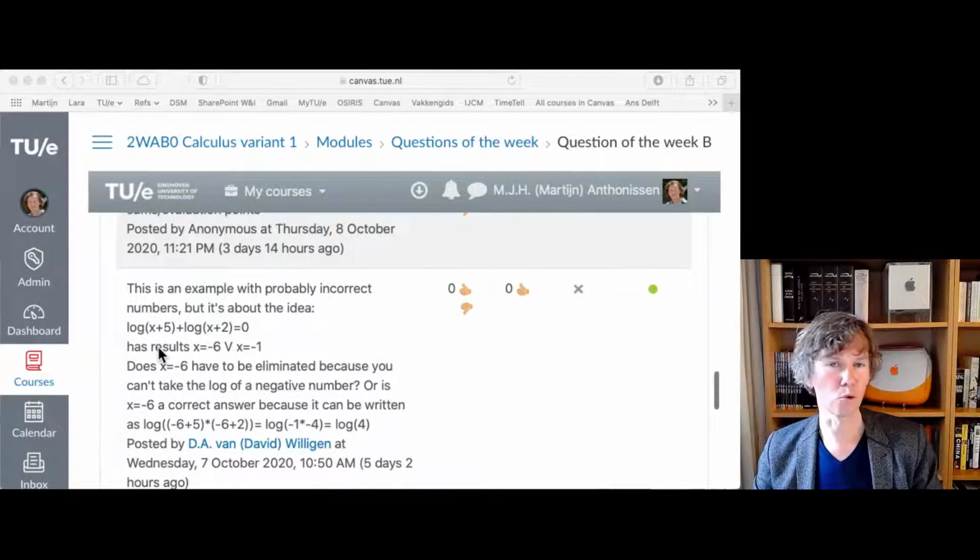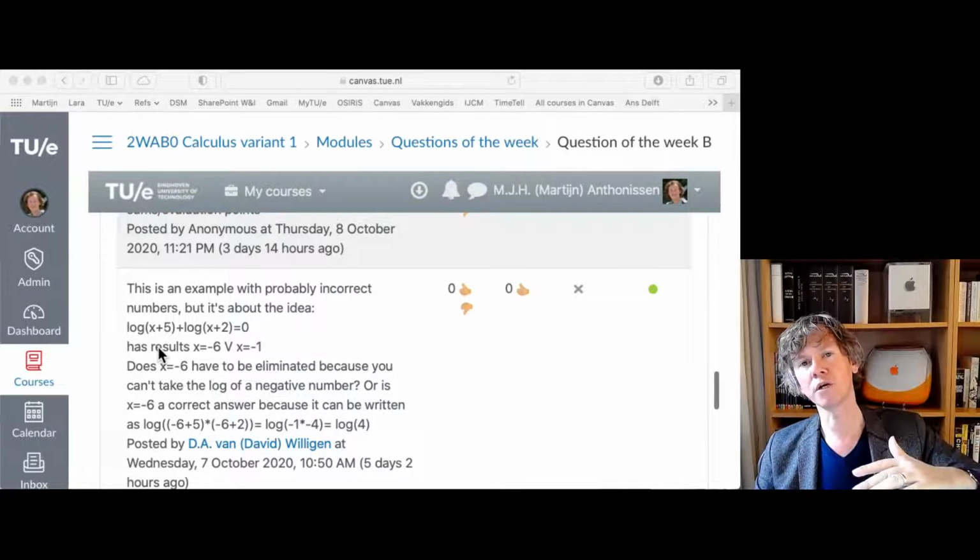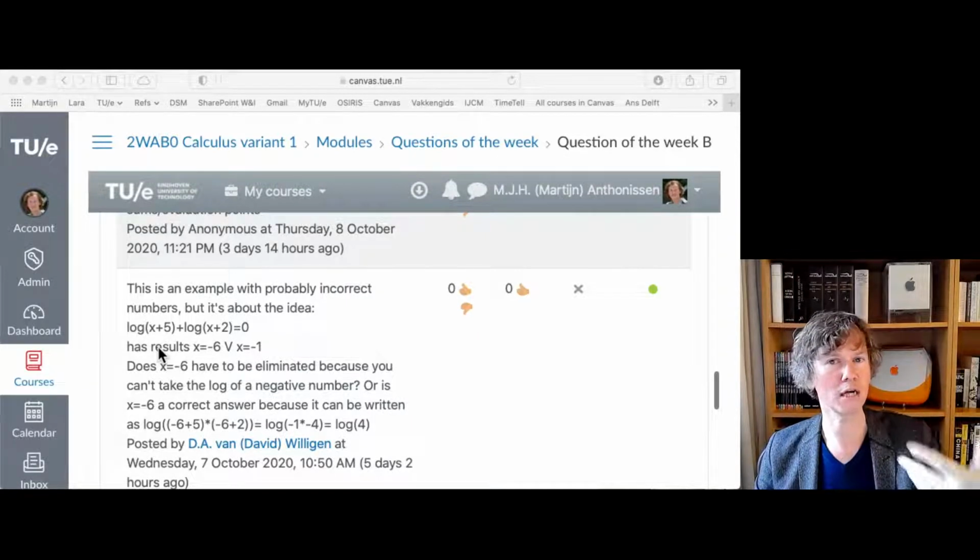So that's the way this works, and a similar thing holds with square roots. By doing steps in between, it can happen that you introduce extra solutions, and you always have to check them at the end. So at the very end, you check whether they indeed solve the original equation or not.